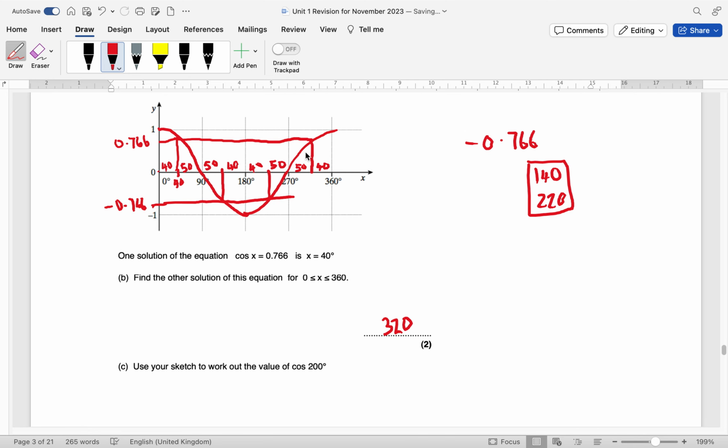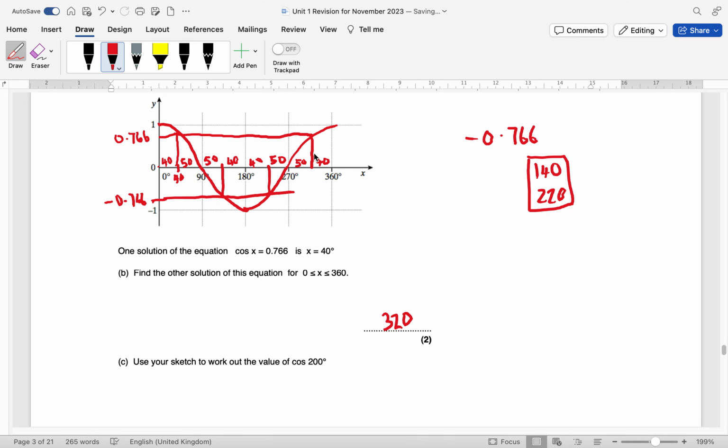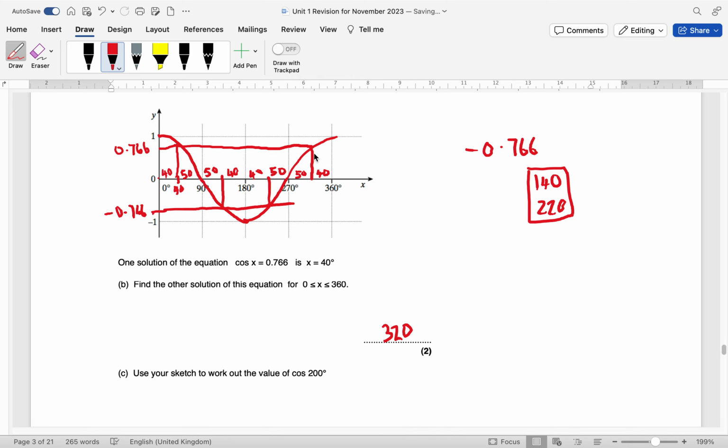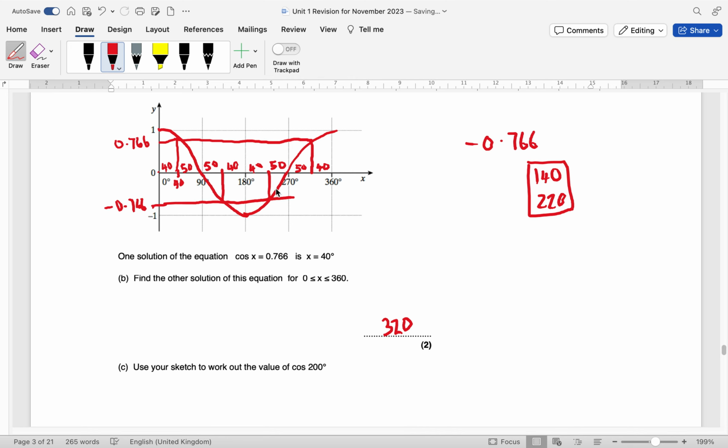Use your sketch to work out the value of cos 200. What? I'm not quite sure how you can. No idea. That's bad, isn't it? Because 200 is there, so we can kind of see it's roughly what it is. It's sort of lower than that. It's about minus 0.8, minus 0.9. Yeah, don't know. I think that's a bad question.